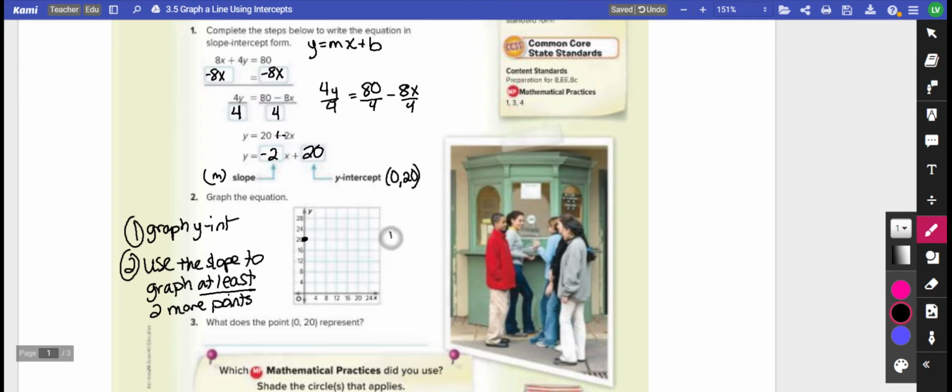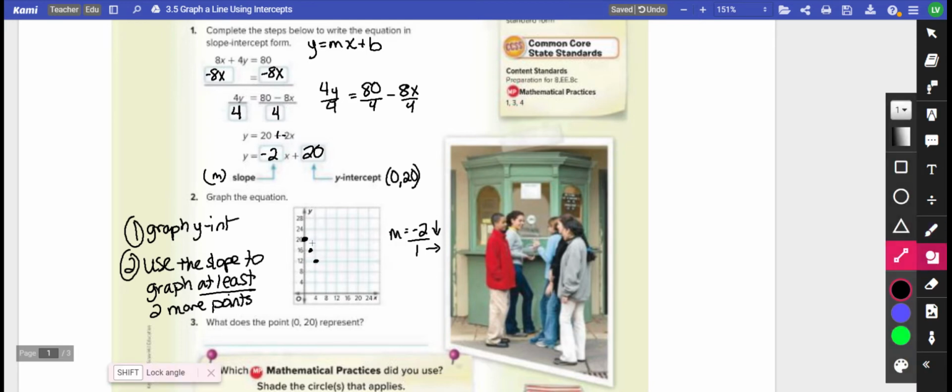In this case, if I know that my slope is negative 2, I'm going to make that into a fraction, negative 2 over 1. So that means I go down 2 to the right 1. So if I start at 20, I'm going to go down 2 to the right 1. Well, the scale doesn't really work well like that, so I'm actually going to try going down 4 to the right 2. Down 4 to the right 2. And then I'm going to connect my points.